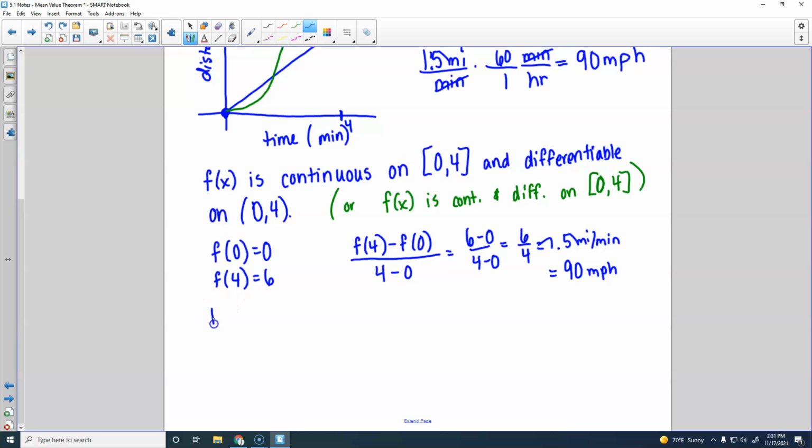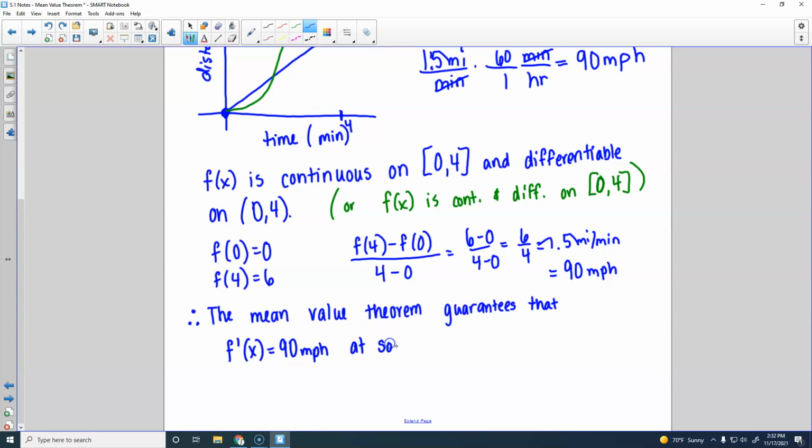So we would say, therefore, the mean value theorem guarantees that f prime of x equals 90 miles per hour at some x on the interval from 0 to 4.